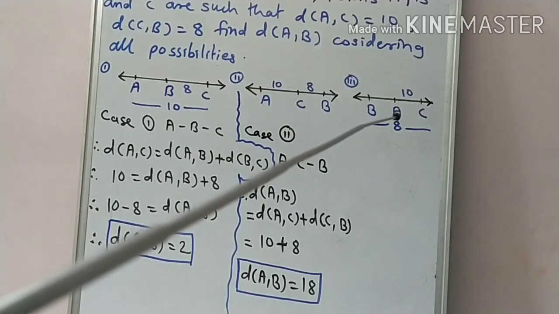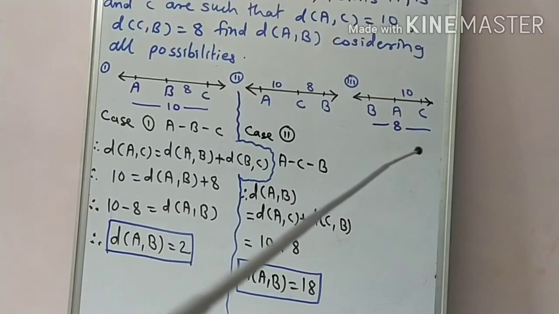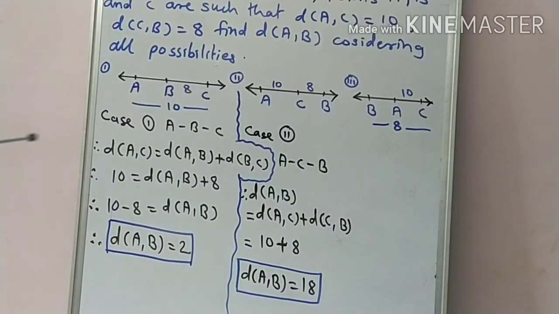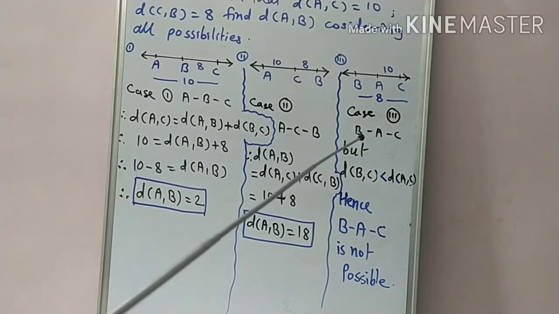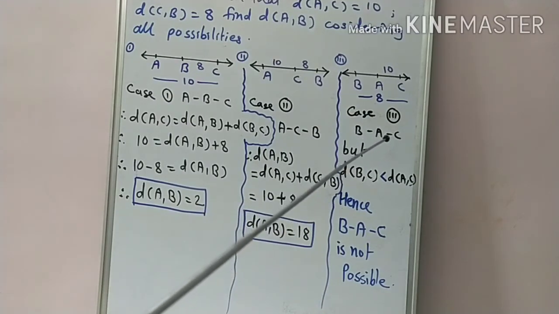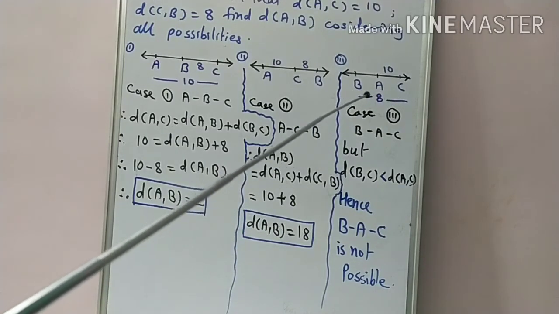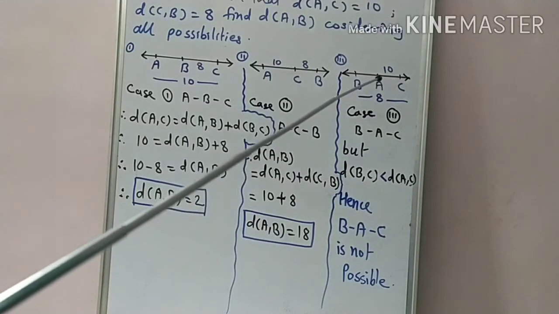So what does it mean? That B-A-C is not possible in this case. And how do we write this down? You have to pay attention over here. As we take the third possibility, case 3, as B-A-C, meaning A lies in between B and C. But according to the figure, what we notice is that the longest distance BC is less than the smaller part.